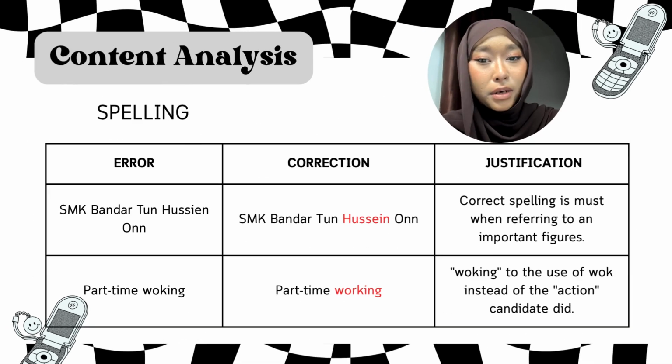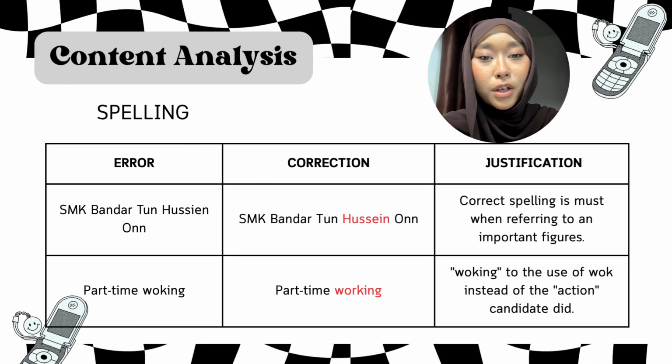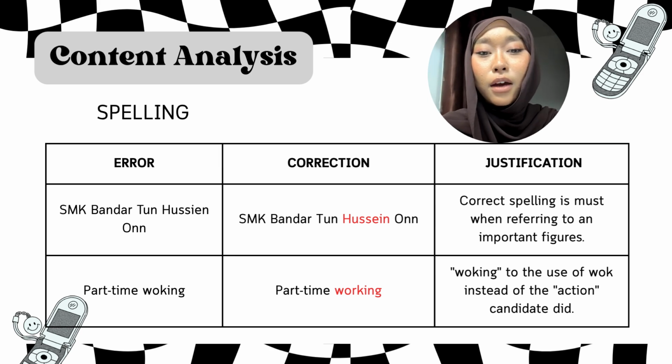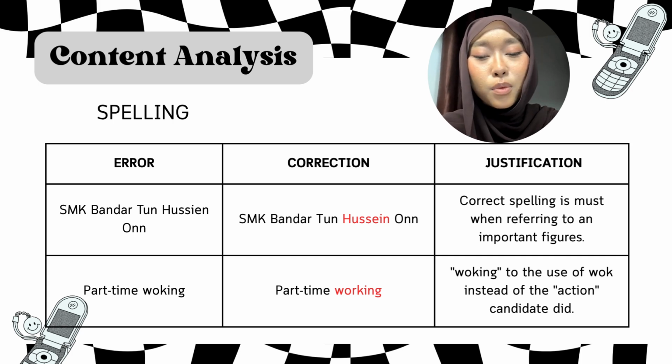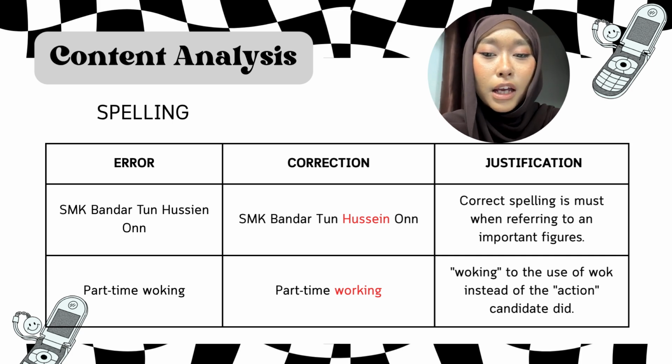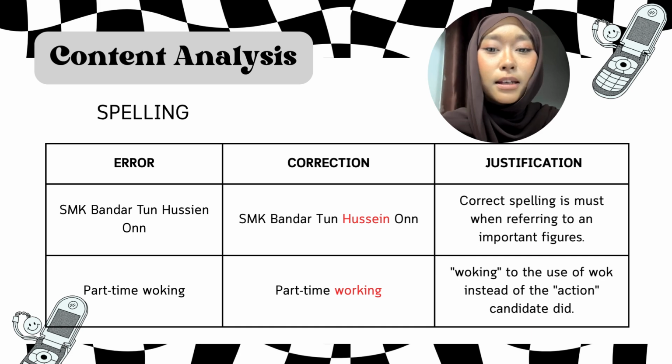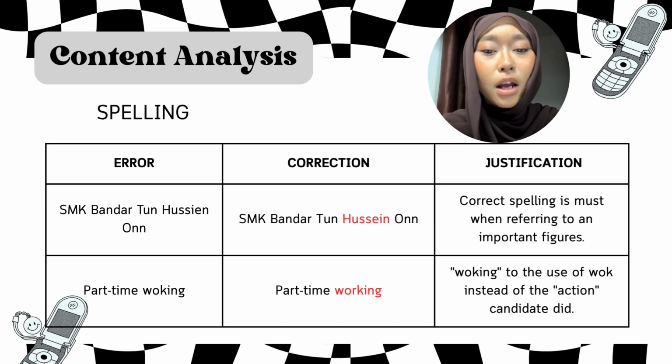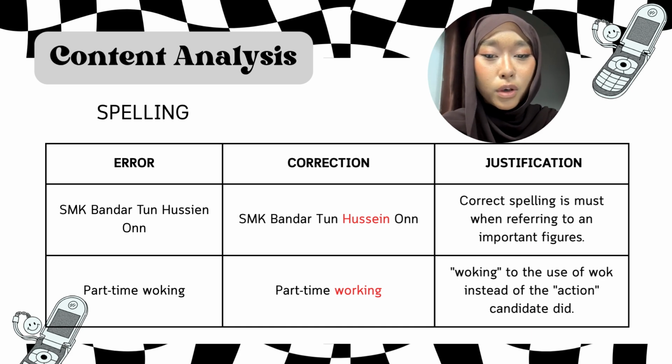Next is spelling errors. When it comes to spelling errors, you have to make sure that you actually proofread your words because they might turn into another meaning. For example, in the first table, as you can see, SMK Bandar Tun Hussein on does not mean anything. Instead, it should be spelled as SMK Bandar Tun Hussein Onn when referring to an important figure.